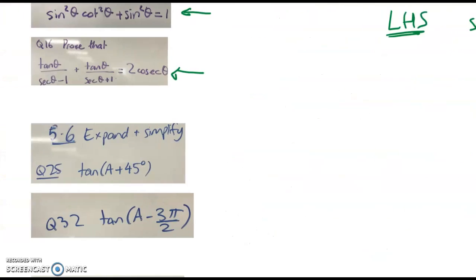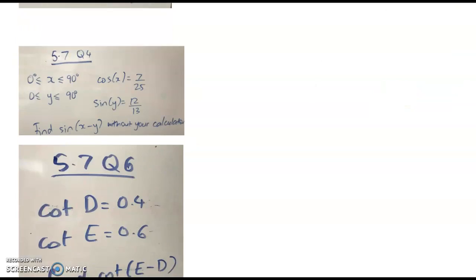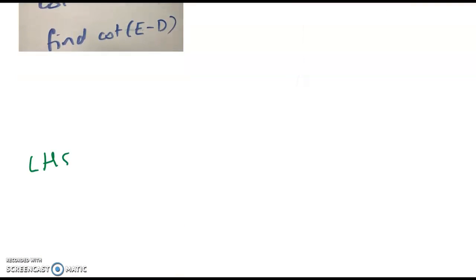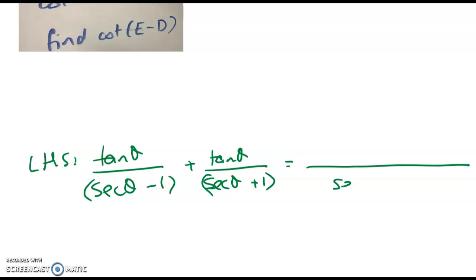Okay, next question. Similar, again, uses one of the Pythagoras things. So I'm going to prove this. I'm going to start on the left and work my way towards 2 cosec theta. Okay, so left-hand side, tan theta over sec theta minus 1 plus tan theta over sec theta plus 1. The first thing I'm going to do when I've got 2 separate fractions is I'm going to get a common denominator. So my common denominator here, using difference of 2 squares, will be sec squared theta minus 1.